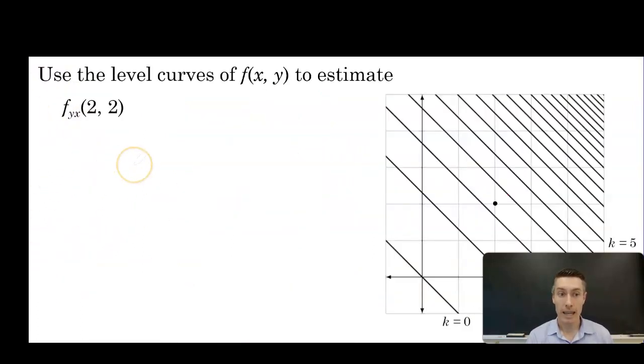Okay, so let's do this again, but now with a mixed partial to see what's similar and what's different. We have our set of level curves here for the function f of x, y, and we're looking to estimate the mixed partial with respect to y then x at the point 2, 2. Remember, this is going to be how the first order partial with respect to y changes as x changes. Okay, so here's our point.